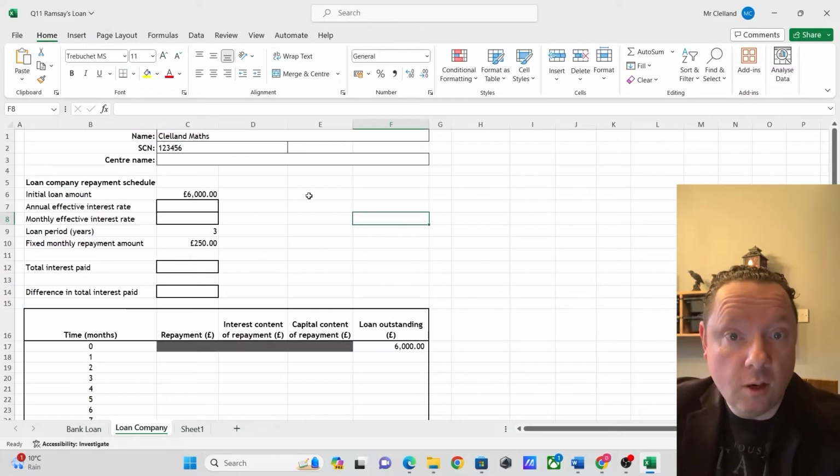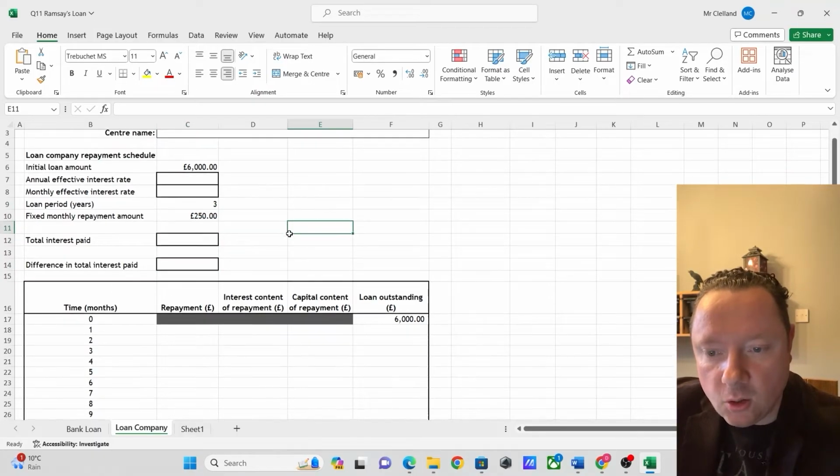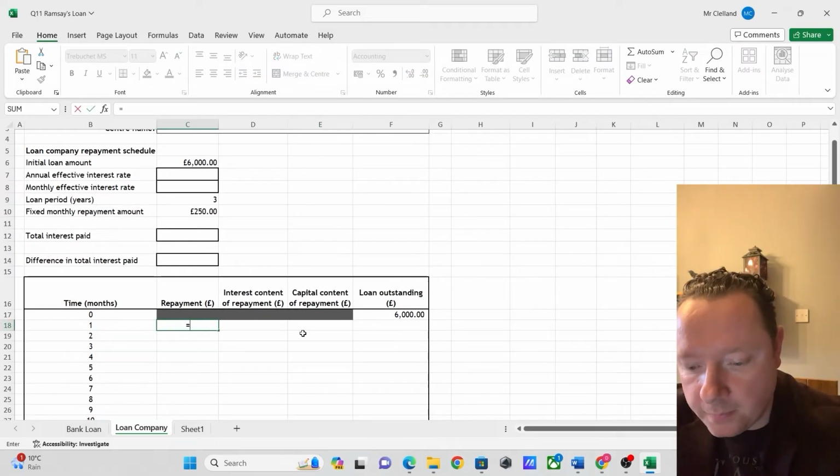So there's our loan company spreadsheet. £6,000. We don't know the interest rates, but we do know it's 3 years and it's £250. And we have to work out the total interest paid and the difference in interest paid. So the repayment we can put in here is equal to $C$10.